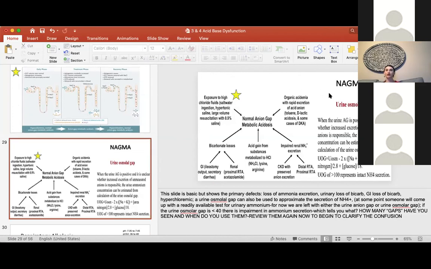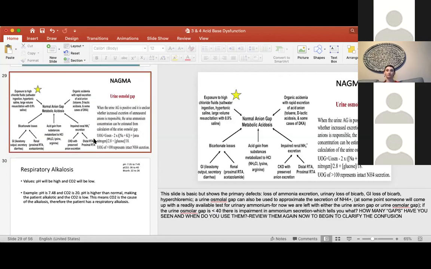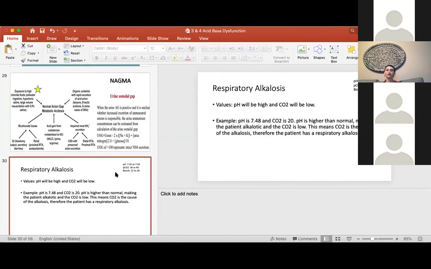And remember, with NAGMAs, you want to get a urine osmolar gap, and he might ask, you get a NAGMA, what test do you order? Urine osmolar gap. And then high chloride fluids, salt water, saline, all of that can result in a NAGMA. So just know those facts. Those are easy facts that you can get right on the test.